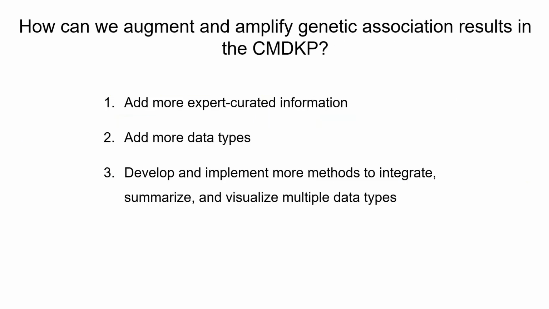So what I'll just talk to you about briefly today is a couple of directions that we're going in. First of all, adding more expert curated information to the portals, and also adding more data types and developing methods to integrate and summarize and visualize these data types. And of course, those last two things go together. The more data types we have, the more we need to be able to integrate them and draw meaning from them, the confluence of evidence, as Struan was saying.